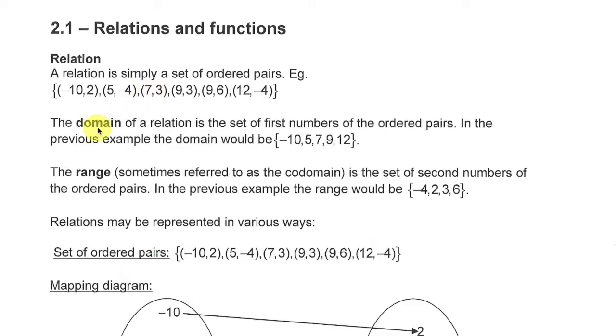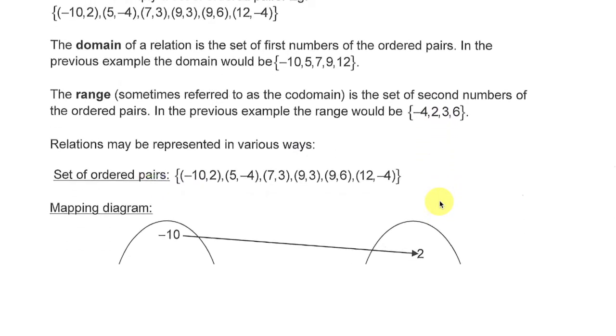The domain of the relation is simply the first number in each of the ordered pairs. So -10, 5, 7, 9, 9, 12. Please note, although we've got two 9s, we only list it in the set of domain as being once. We don't need to show it twice. The range is the second number in the ordered pairs. Again, we've got a repeated 3, but we only show it once in the range.